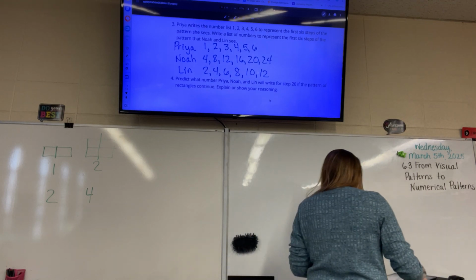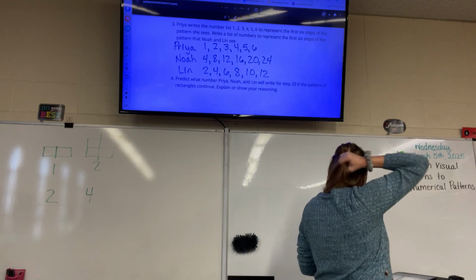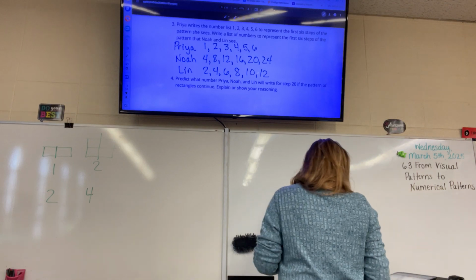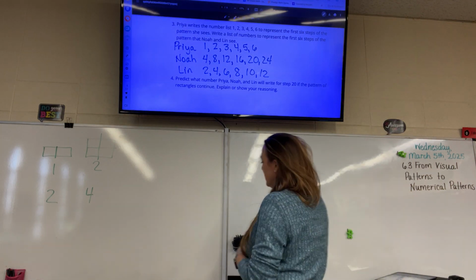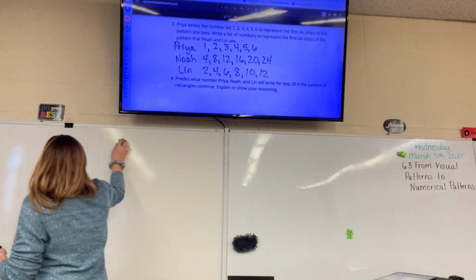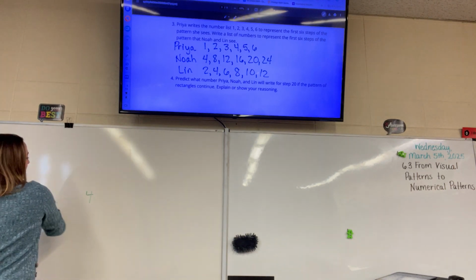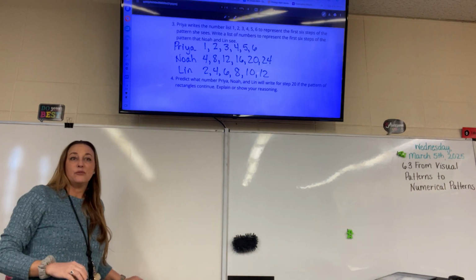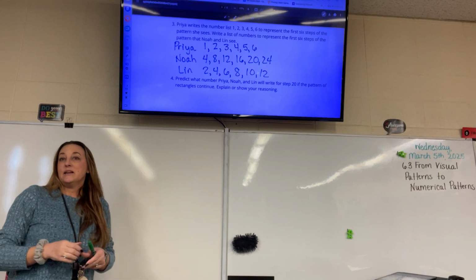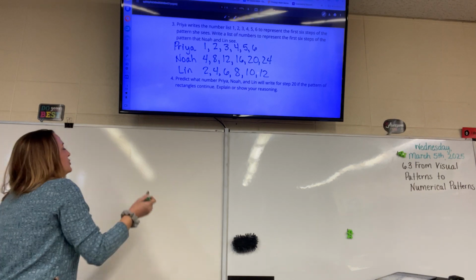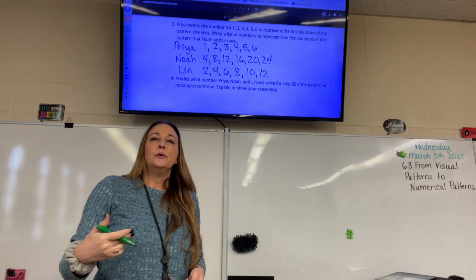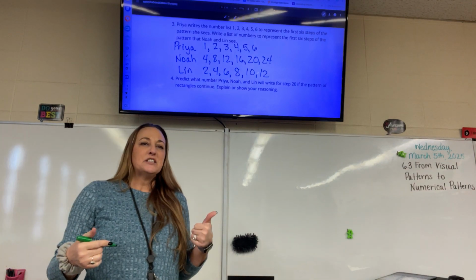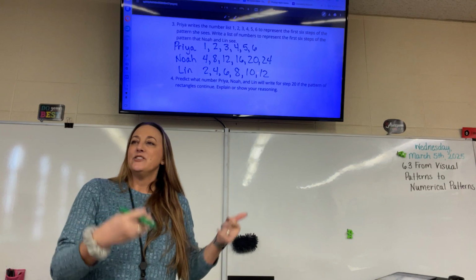Predict what number Priya, Noah, and Lynn will write for step 20 if the pattern of rectangles continues. So nobody wants to be drawing those and going all the way to 20, right? That's going to be a bunch of steps. So we can think though, what's the rule? What's the rule for Priya's pattern?